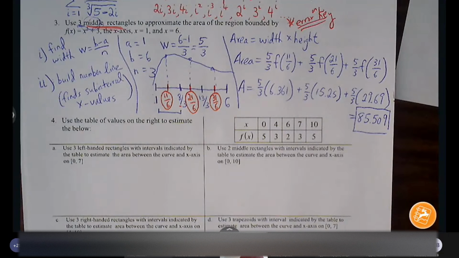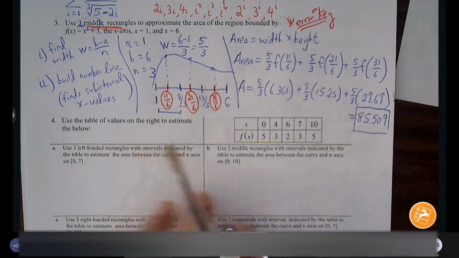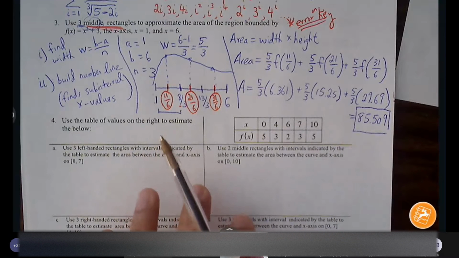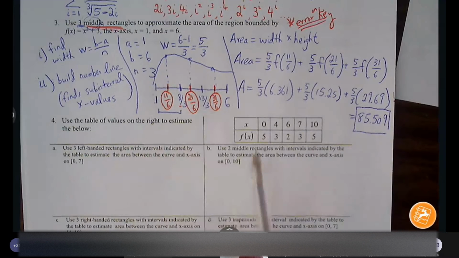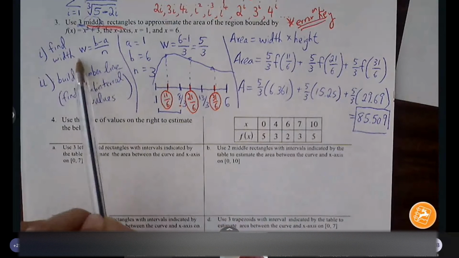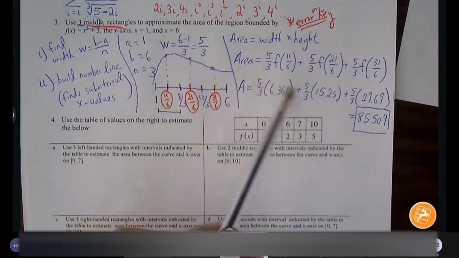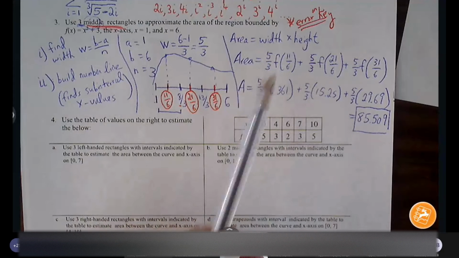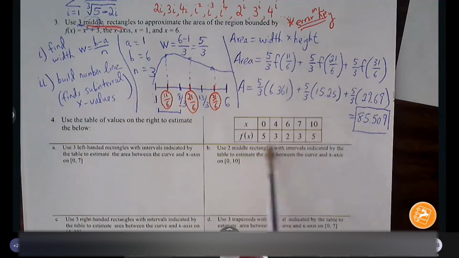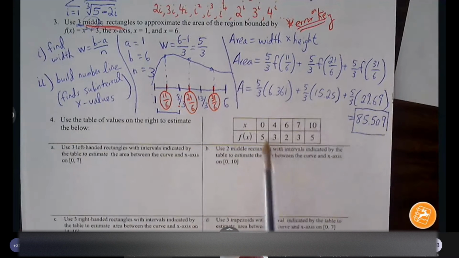Okay, number 4, use the table of values to estimate. So we're still finding areas of rectangles, approximating area under a curve using rectangles. But this process is a little bit different because we're not going to be looking to find the width. And the width is most likely not going to be the same across all these rectangles. We're going to rely on the table of values. There's a predetermined set of widths that we're going to be using.